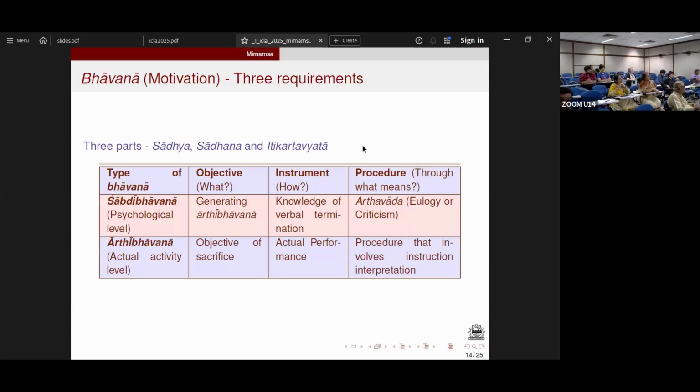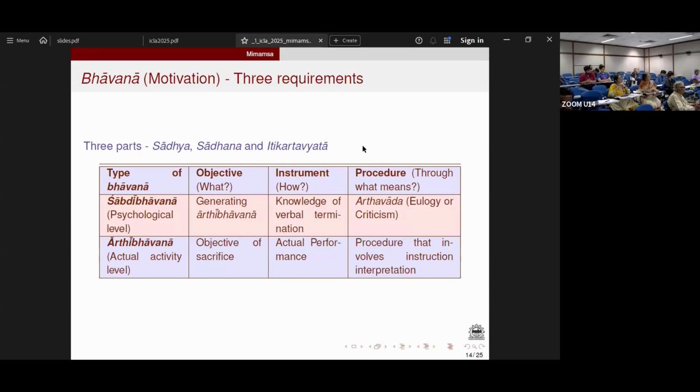Okay, arthavada basically means something which is either a eulogy, a praise, or a criticism. A praise would be a sentence which is praising something along with a command. You understand from there that maybe if I do something, something good is going to happen to me. Something is being praised. Or if there is a criticism of something, you say, oh, I should not be doing this because it's being criticized. So it could be either way. Both are called arthavada. That arthavada becomes the means for generating this particular arti bhavana.